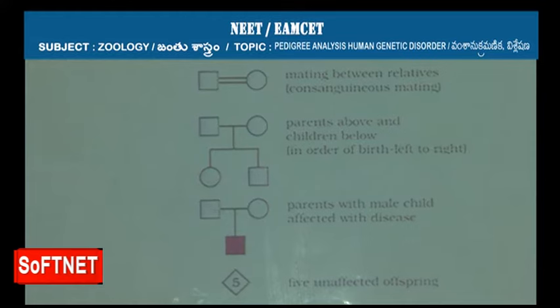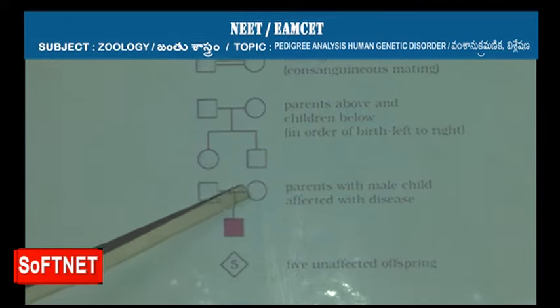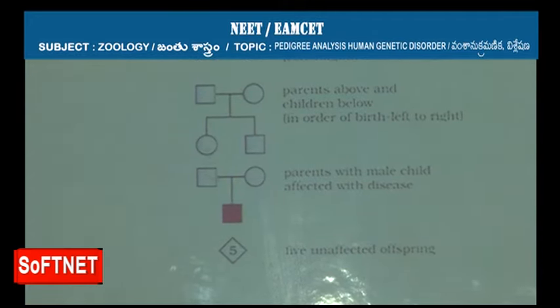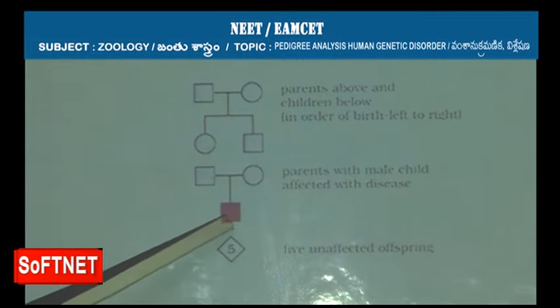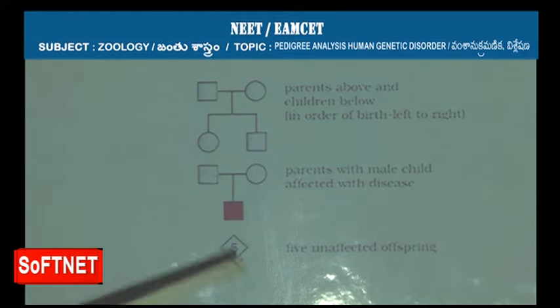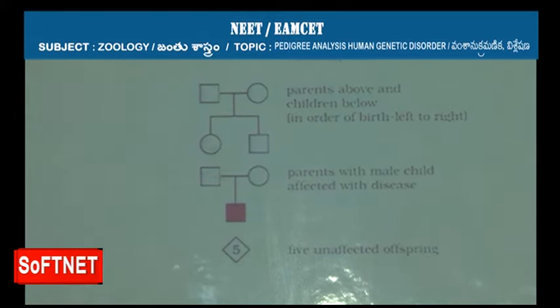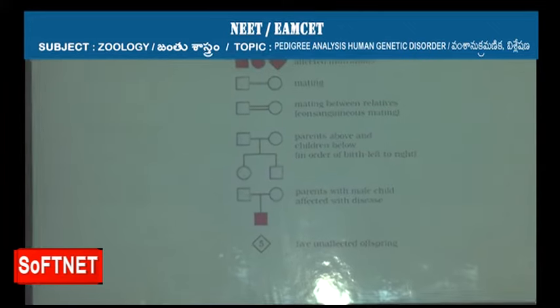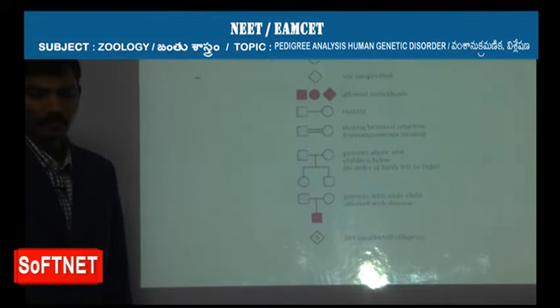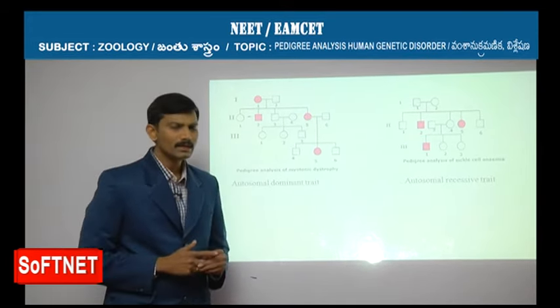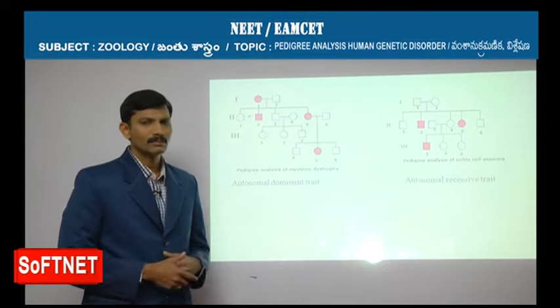Coming to the parental generation and the next generation called the progeny, if they are shaded or darkened, that represents that the individual born is affected with the disease. Because it is a square and darkened, the male child is affected with the disease. If several individual squares are given and they are not shaded, it tells us that they are unaffected offspring. Now, before going into all these charts, let us discuss some hints that will help us in this pedigree analysis.